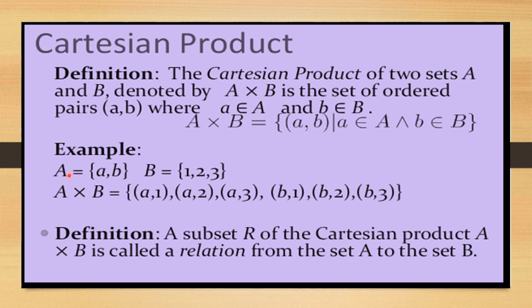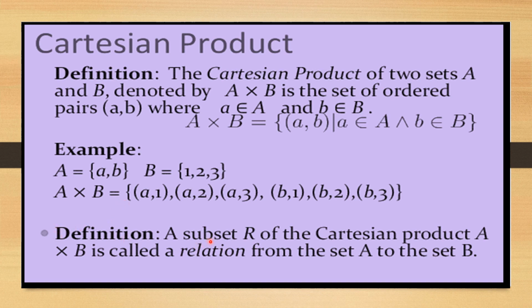For example, if A is the set {a, b} and B is {1, 2, 3}, then A cross B is the pairing (a,1), (a,2), (a,3), (b,1), (b,2) and (b,3). Similarly for B cross A, we start with (1,a), (1,b), (2,a), (2,b), (3,a), (3,b). In general, A cross B is not equal to B cross A. You are familiar with this property.